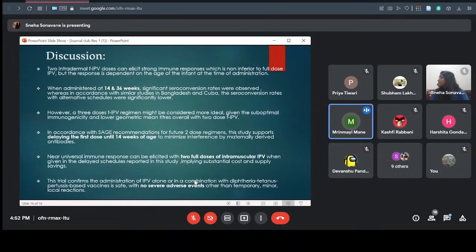So moving on to the discussion part. Two intradermal fractional IPV doses can elicit strong immune responses, which is non-inferior to full dose IPV. But the response is dependent on the age of the infant at the time of administration. When administered at 14 and 36 weeks, significant seroconversion rates were observed, whereas when vaccines are administered at alternative times or alternative schedules, the seroconversion rates were significantly lower. Similar studies in Bangladesh and India tested alternative schedules, and the seroconversion rates were significantly lower.